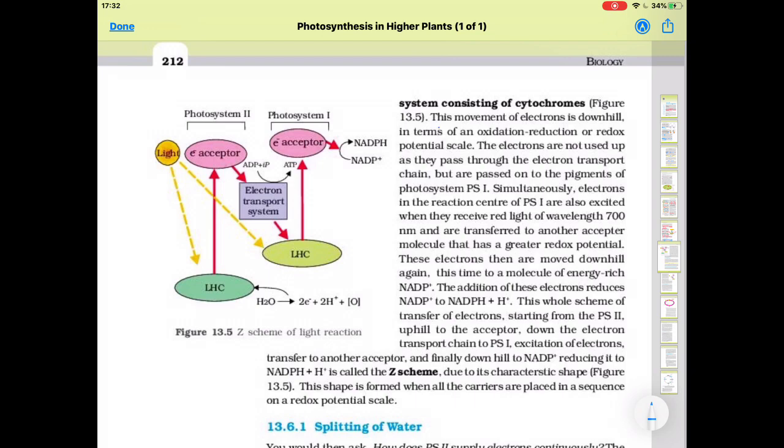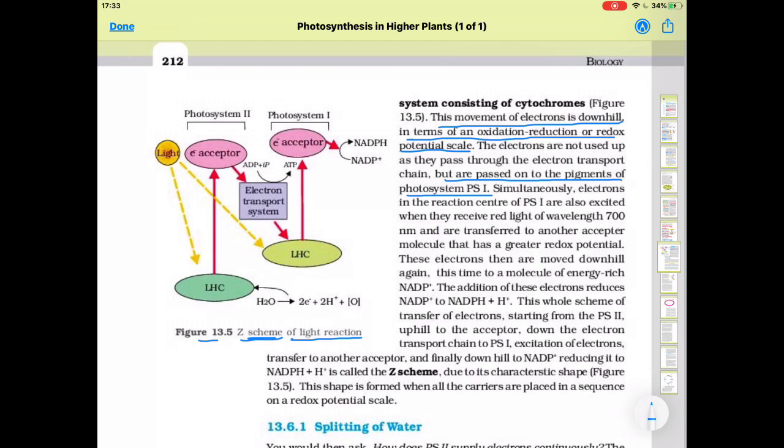This movement of electrons is downhill in terms of the redox potential scale. If we arrange these molecules according to the oxidation-reduction potential, downhill means from the higher energy level towards the lower energy level. The electrons are not used up as they pass through the electron transport chain, but are passed on to the pigments of photosystem 1. As shown in figure 13.5, this is also known as the Z scheme of the light reaction.